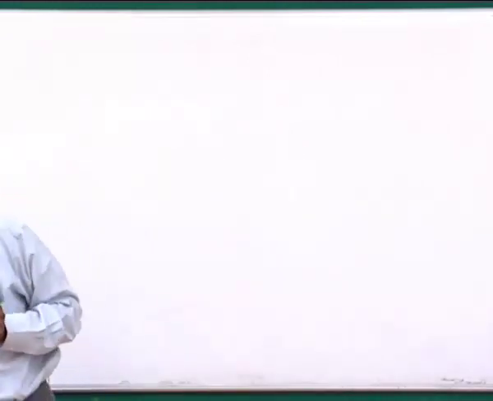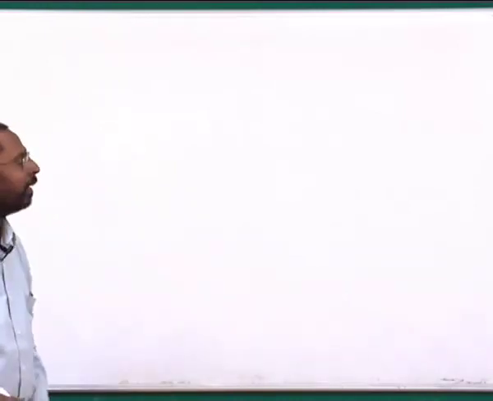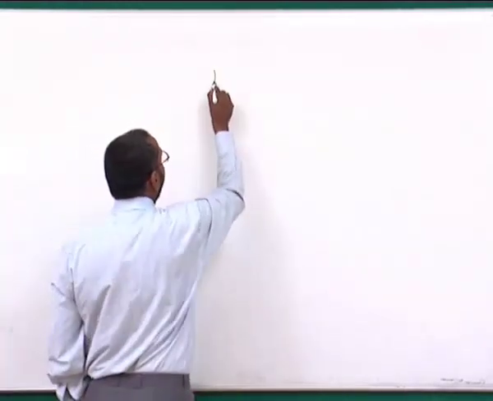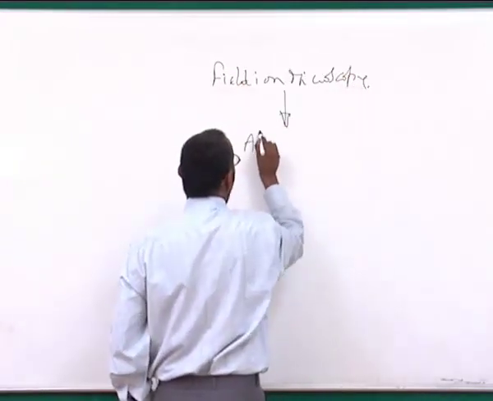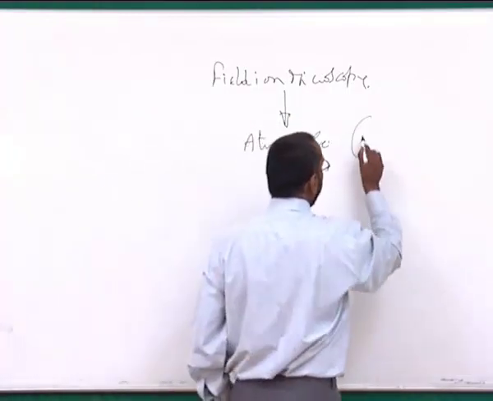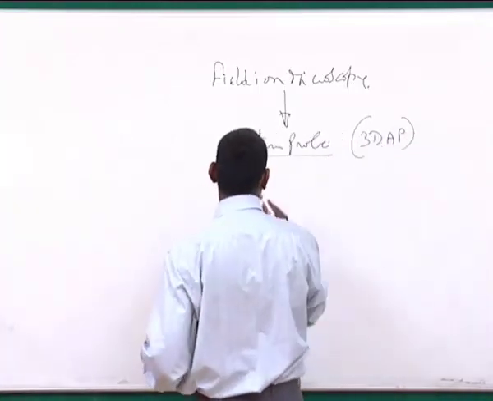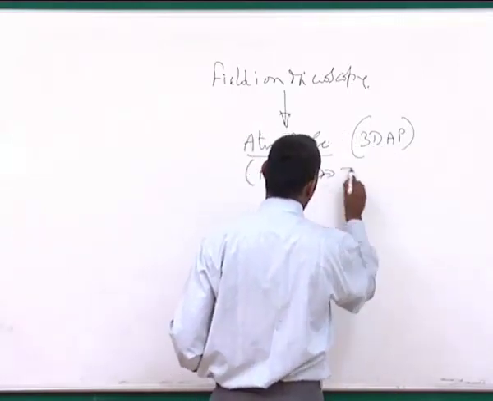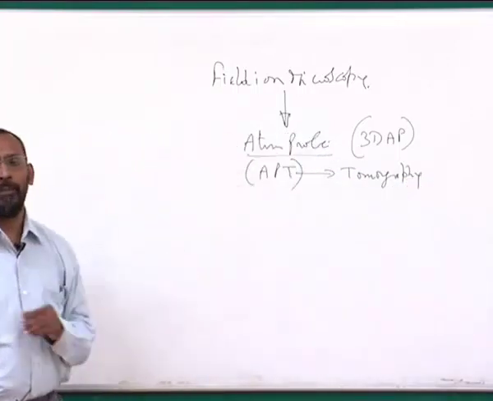One such microscope which has become extremely popular, much before any of these TEMs came, is what is called a field ion microscope. It has been transformed into what is called the atom probe in recent times. People originally used to call it 3D AP, three-dimensional atom probe. Nowadays people simply call it atom probe, or atom probe tomography. The T stands for tomography, because you are seeing three-dimensional information of how atoms are distributed.